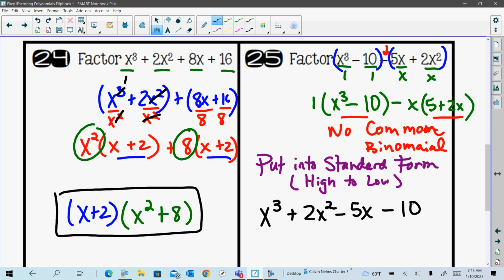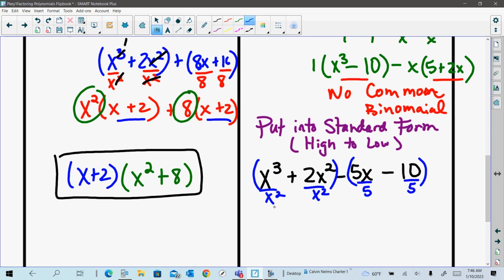Okay. So now when I group these, we're going to check to see if they have a common binomial. Because in this first group, x squared is the GCF. And in this group, 5 is the GCF. Before I had 1 and an x. So when I take out the GCF of the first group, now I have x plus 2. Put my minus sign. When I take the GCF here, I have x minus 2.